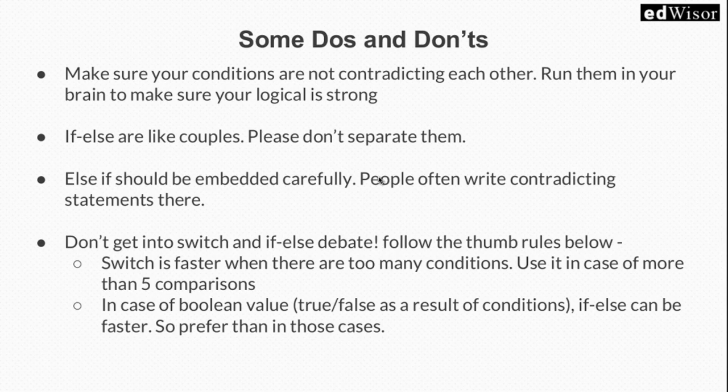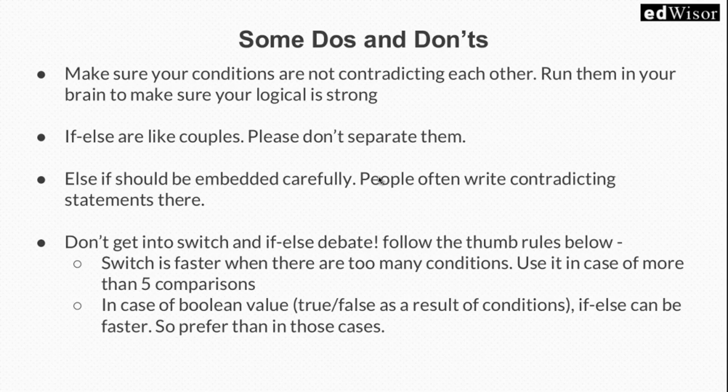But there are certain do's and don'ts that I want to tell you right now, so that you are not making these mistakes in the future, because these are the mistakes that a lot of people make while working with conditionals. So the first thing is, make sure that your conditions are not contradicting each other. Run them in your brain to make sure that your logic is strong. This is very critical. Before writing the logic, you have to run it in your brain, whether you have really come up with the correct logic or not.